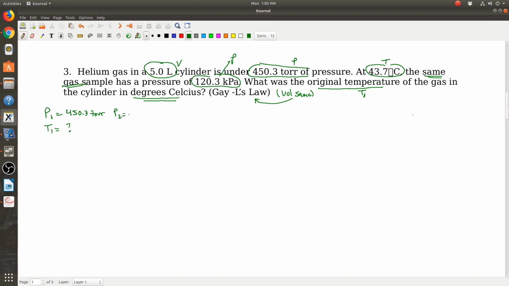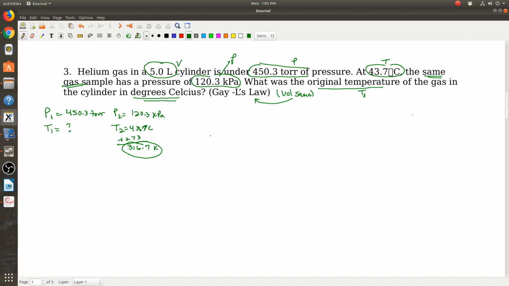So T1 is going to be my question. So what is P2, the second pressure? Well, it says at this new temperature here, 43.7 degrees, the same sample of gas is 120.3 kilopascals. So that's my second pressure. Again, I've got to convert my temperatures to Kelvin. So I add 273 and I get 316.7. And these are the correct sig figs. When you're adding, you do look at place value. But 273 is a definition, and so the place value is going to come from the original number. We're not going to lose that 0.7 this time, okay? So we keep it there.